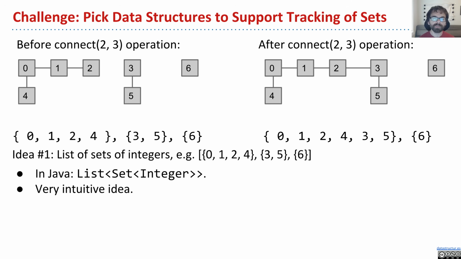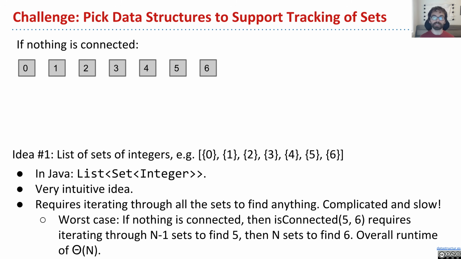However, once you start thinking about what the isConnected and connect operations would actually look like, you'll see that it can be very slow and kind of complicated. So let's imagine that we have a situation where nothing is connected yet. So the list of sets of integers is a list with a set containing only 0, a set containing only 1, a set containing only 2, and so forth.